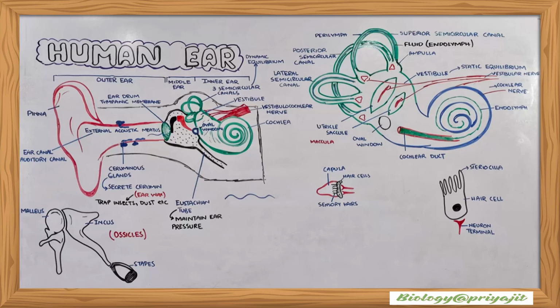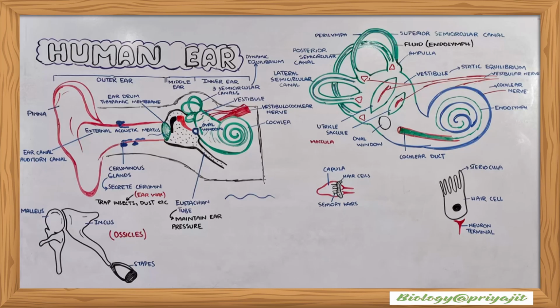This is the outer ear, which includes the pinna or auricle, the visible part of the ear, drawn in red in the diagram here. The ear canal, or auditory canal, is also known as the external acoustic meatus. It's a tube leading inward from the pinna to the eardrum. Ceruminous glands, shown in blue in the auditory canal, secrete earwax or cerumen which traps dust and insects.